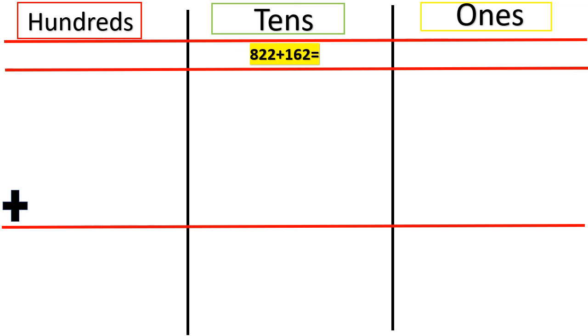We also worked on adding big numbers like 822 plus 162. When you're adding big numbers, make sure you put them in the correct spot in your place value mat. Also remember, you always start with your ones, then your tens, then your hundreds.